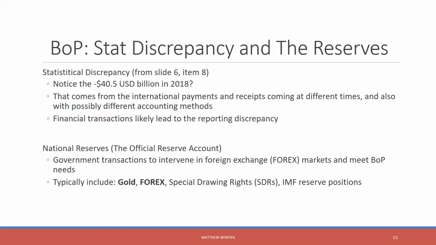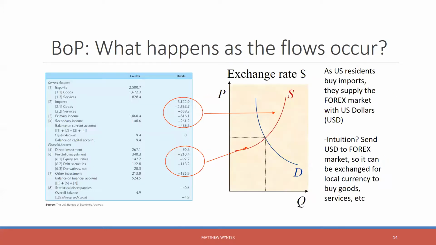And then there are other items that are more unique to your relationship with the IMF, special drawing rights, and IMF reserve positions. So governments will use Forex and gold reserves, they'll basically use their national reserves as a way of either keeping the currency lower valued or of supporting the currency to have a higher value, depending upon the government's objectives with economic growth, investment plans, and lots of different things. So let's take a look. What happens as the flows occur?